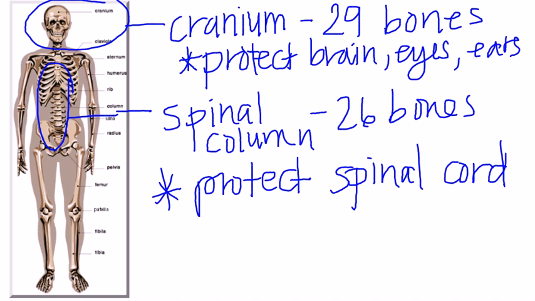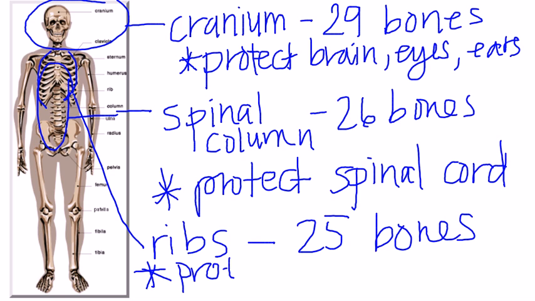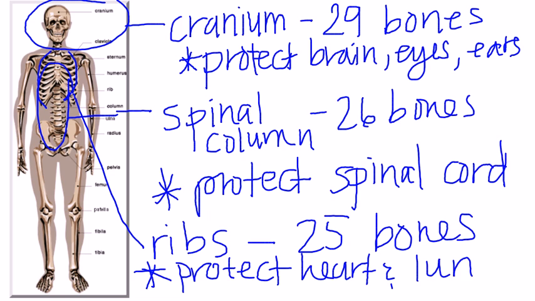Last but not least, we can look at this little set right here. These are our ribs. And the ribs have a total of 25 bones. And these bones, again, the same theme here, are for protecting the heart and the lungs. Again, vital organs that you cannot live long without, or at all.